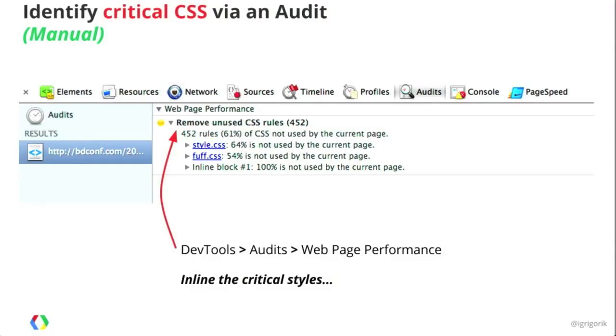CSS starts to get a little bit more interesting. So how do you identify CSS for above the fold, right? One little tip that I have for you is if you open up your Chrome DevTools and go into audits, you can run a performance audit, and in there it'll tell you, hey, you've loaded all these files, style.css and so on, and out of all of the rules on this document, 60% of them are not being used.